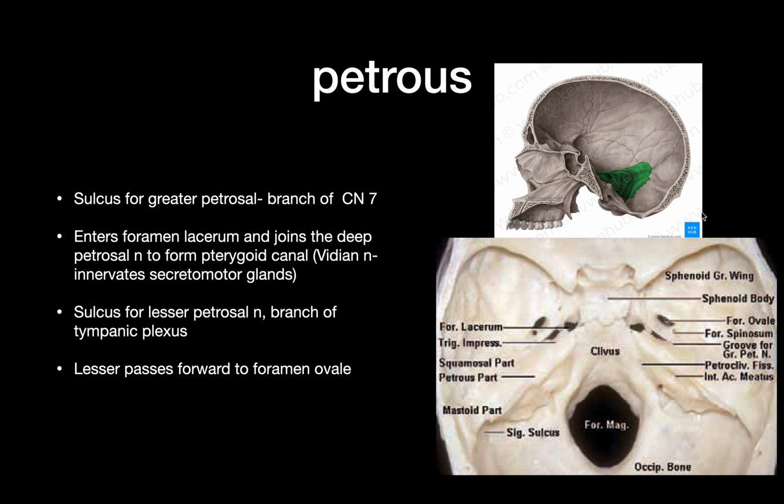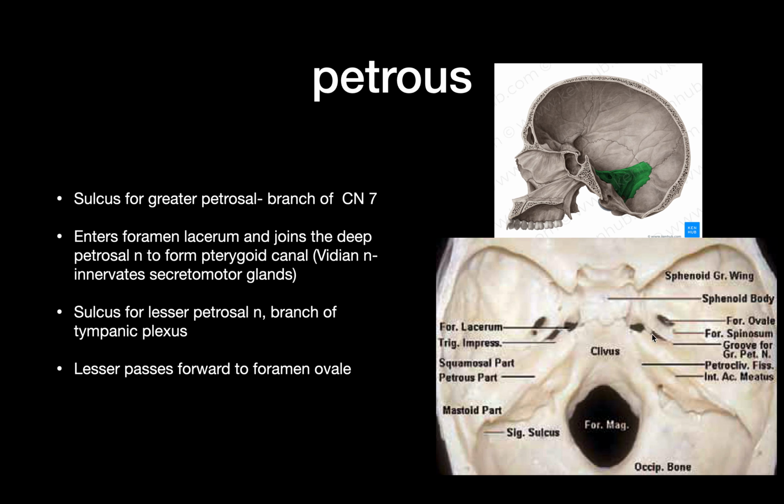The petrous part is right here, and the sulcus for the greater petrosal nerve will carry the branch of the facial nerve. It will enter the foramen lacerum and join the deep petrosal nerve to form the pterygoid canal, and that will hold the Vidian nerve. The sulcus for the lesser petrosal nerve and the branch of the tympanic plexus will pass through, and the lesser branches will pass forward to the foramen ovale.